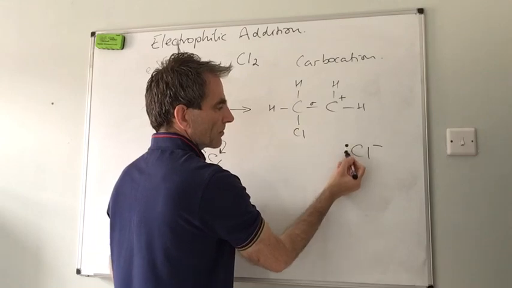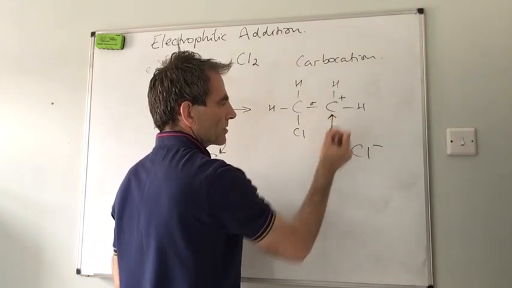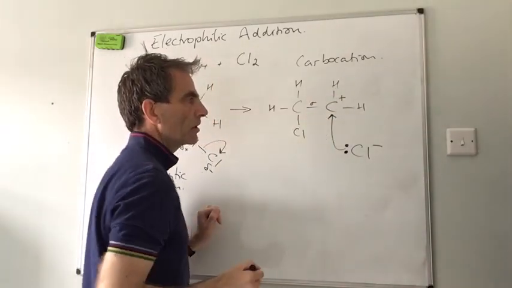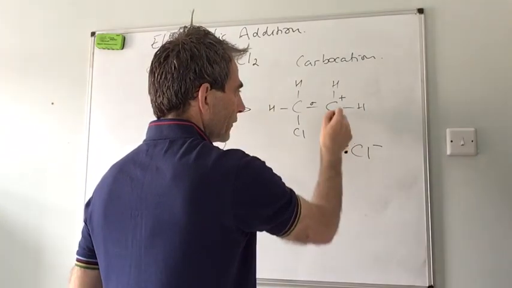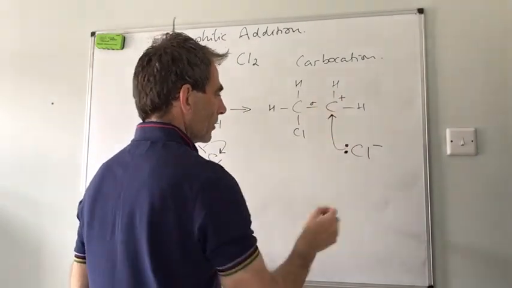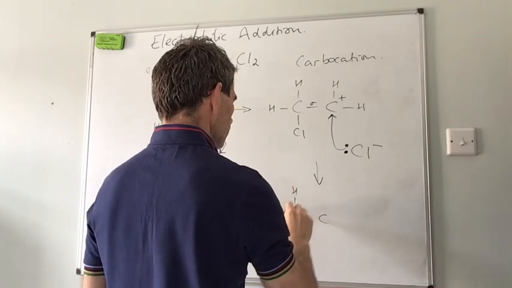pair of electrons, negatively charged electrons, being attracted to that positively charged carbon of the carbocation. And a covalent bond is going to form between that carbon and that chlorine. So the final product looks like this.